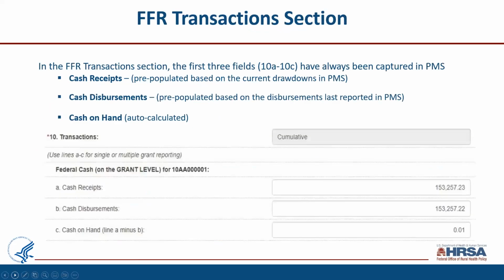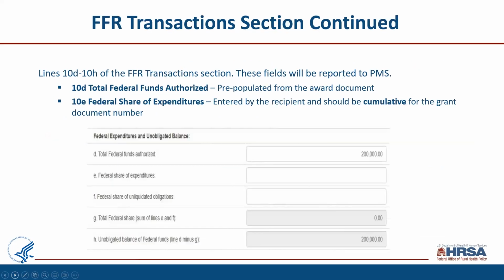Next slide. The FFR transaction section. In this section, the first 3 fields are 10A through 10C, and they've always been captured in payment management. You have the cash receipts, which is pre-populated based on the drawdowns.